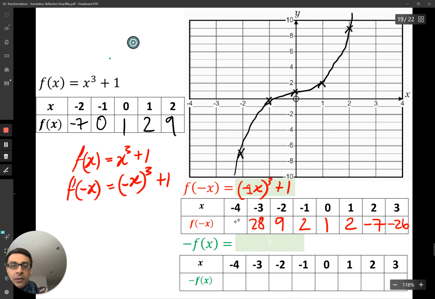And we're not going to be able to fit that on the graph here, so I'm not going to do that one. Now let's plot this and see what happens here. So negative 1 goes to 2. Negative 3, negative 2 goes to 9, so that's going to be up here. 0 goes to 1, so those points meet. 1 goes to 2.